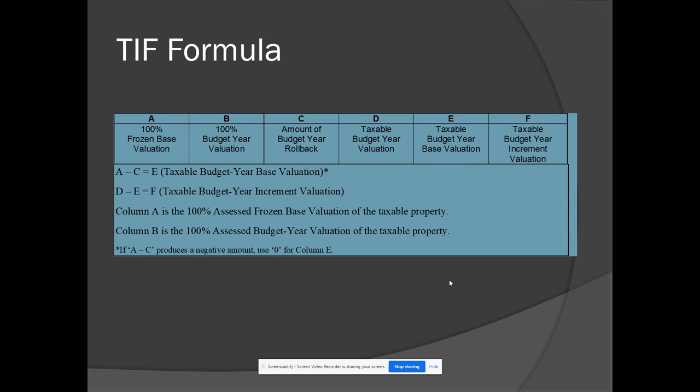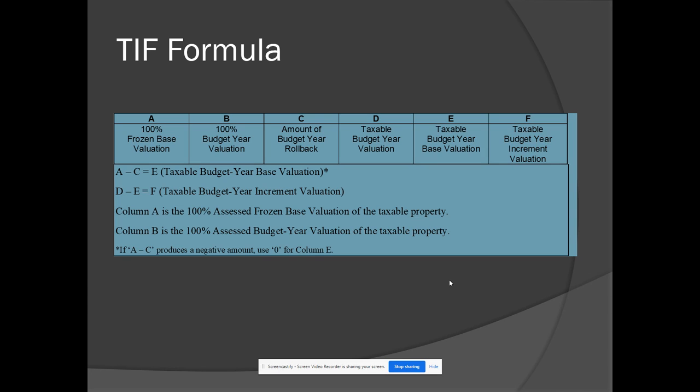So as far as the TIF formula goes, column A is always the 100% frozen base valuation. So at the time prior to when the TIF was set up, what was the 100% frozen valuation? Column B is 100% budget year valuation. So say, 5-10 years later, what is the 100% valuation in this budget year that we're looking at? Column C is the amount of the budget year rollback, so how much of that value is actually being rolled back due to the assessment limitation. Column D is the remaining or the resulting taxable budget year valuation that we're looking at in the year that we're preparing.